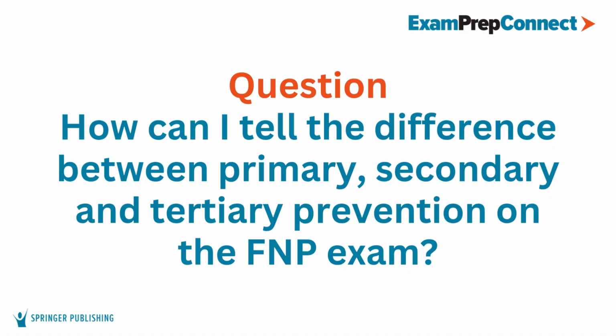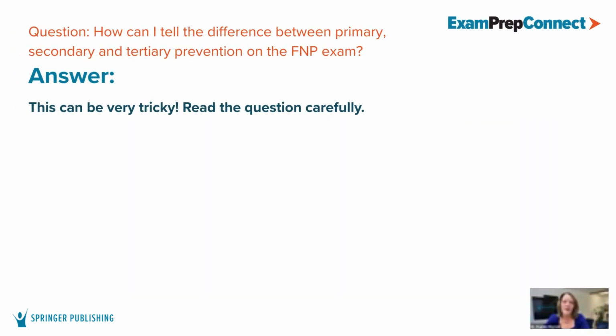How can I tell the difference between primary, secondary, and tertiary prevention on the FNP exam? I will tell you that oftentimes they will put in a question that isn't, don't you wish it was as simple as, is this primary, secondary, or tertiary prevention? It's not going to be like that. It'll be more of, the patient is undergoing a mammogram. What type of prevention is this an example of?